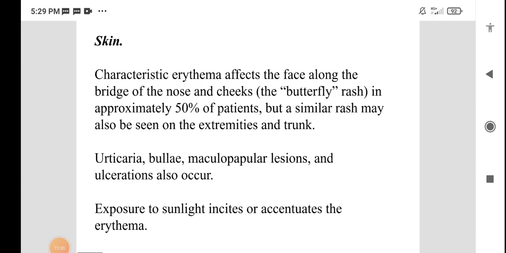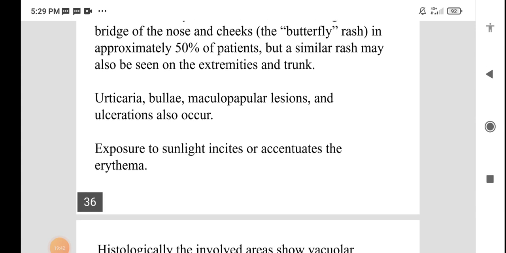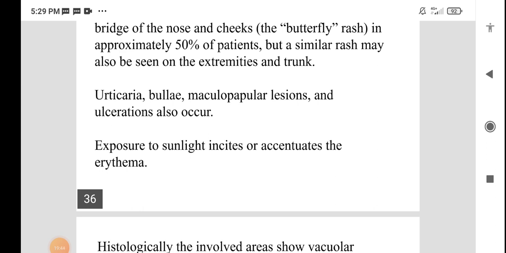This is seen in 50% of patients, but a similar rash may also be seen on the extremities and the trunk. Urticaria, bullae, maculopapular lesions and ulcerations also occur. Exposure to sunlight incites or accentuates the erythema. So always these patients should use sunscreen lotions and decrease exposure to sunlight.